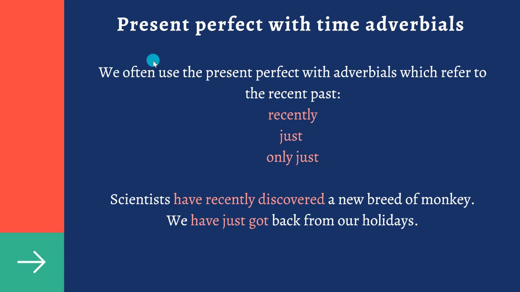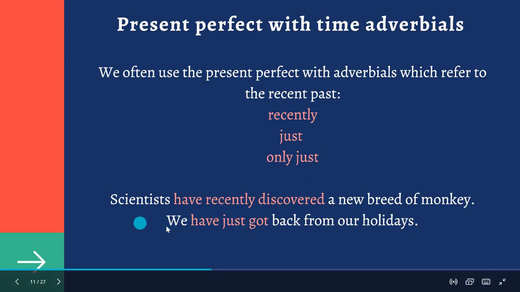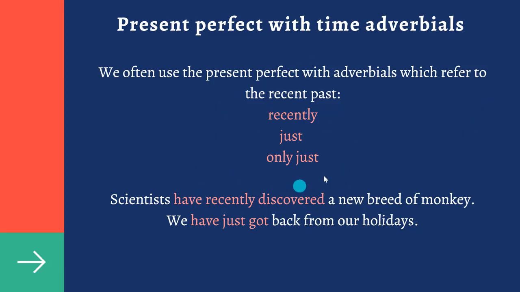Okay, present perfect with time adverbials. We often use the present perfect with adverbials which refer to the recent past. For example, recently, just, only just. Scientists have recently discovered a new breed of monkey. We have just got back from our holidays. Okay, so these are the time adverbials for the present perfect.